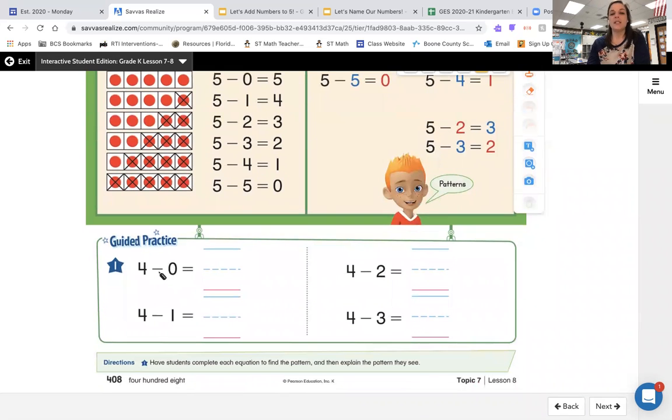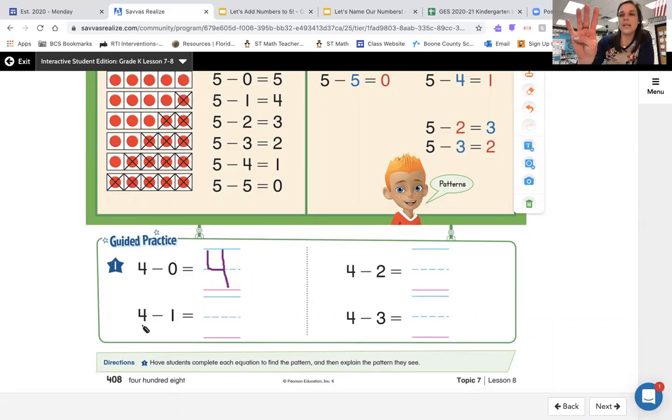So let's practice. 4 take away 0. If I have 4 fingers and I don't take any of them away, how many do I have left over? 4 left over. So we're going to write a 4 on the line. Another way to look at that is if your grandma gives you 4 cookies on your plate, but you don't eat any of them, there's still 4 cookies on your plate, right?